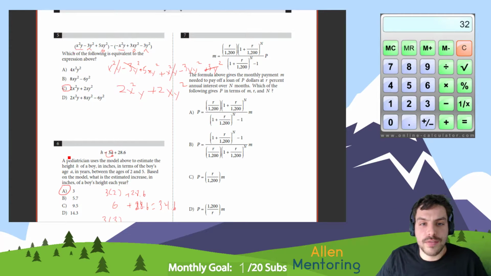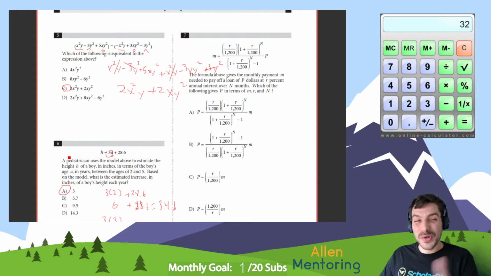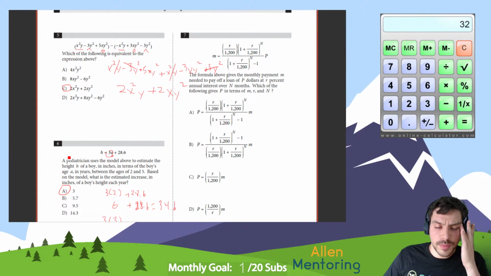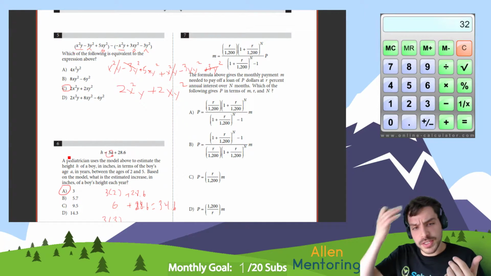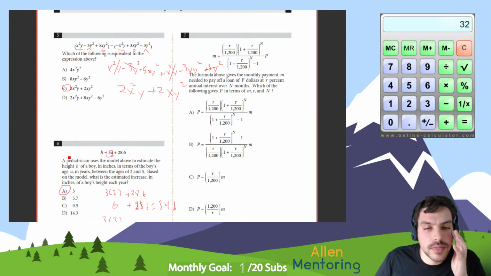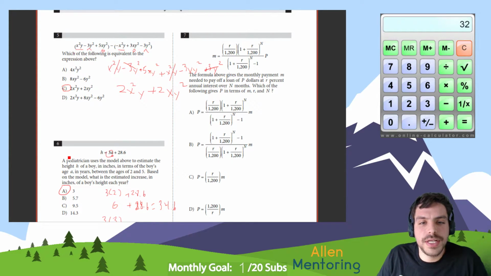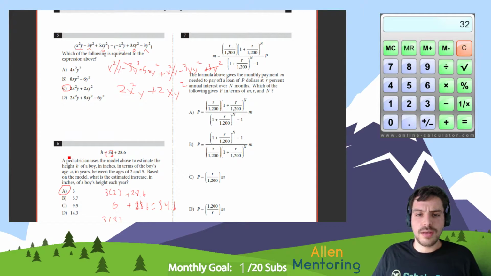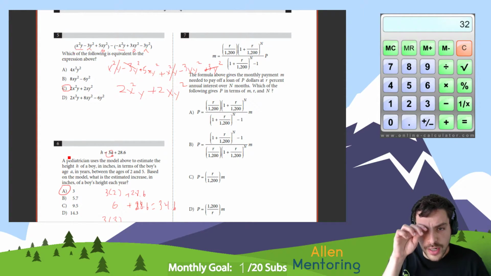Okay, number 7. This one looks pretty complicated, but don't worry. Remember, if it's early in the section, like number 7 is pretty early, then chances are it's not going to be that hard. Okay, so don't freak out when you see all these crazy numbers and fractions and exponents. Okay, so the formula above gives the monthly payment M needed to pay off a loan of P dollars at R% annual interest over N months. Ooh, it's a lot of language. Which of the following gives P in terms of M, R, and N?